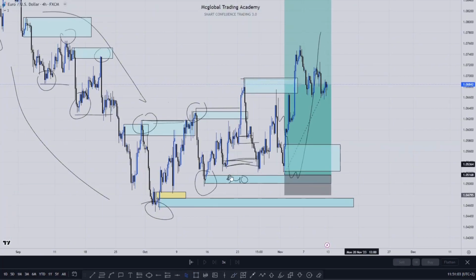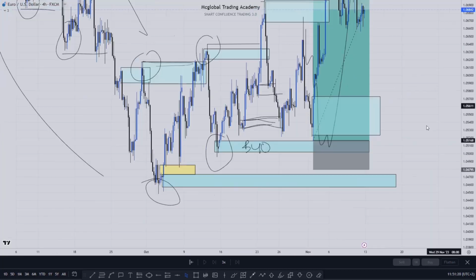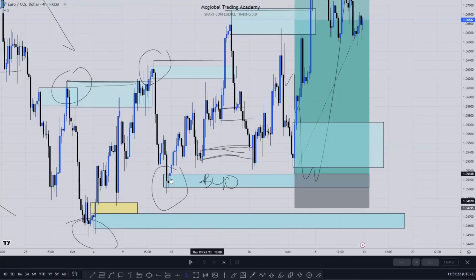bullish order blocks, you find them in a bullish market structure. Bullish market structure here, the structure was now bullish. And the bullish order block, this is usually the first candle. The last bearish candle before the bullish movement up. That's my bullish order block.